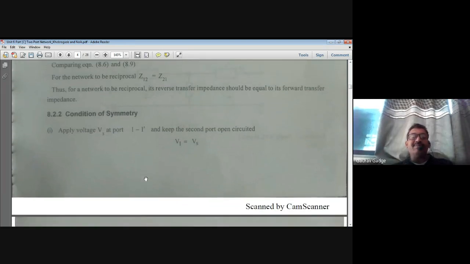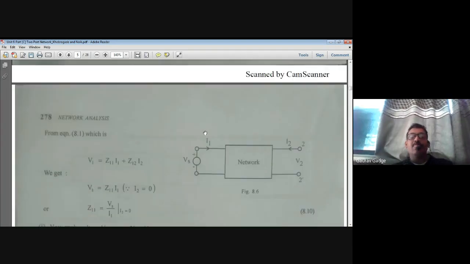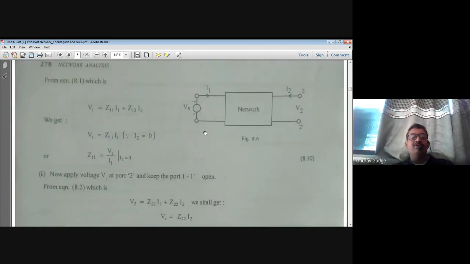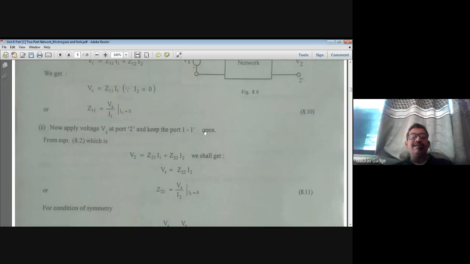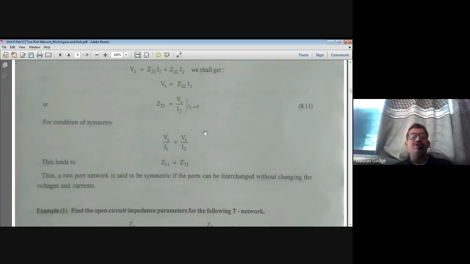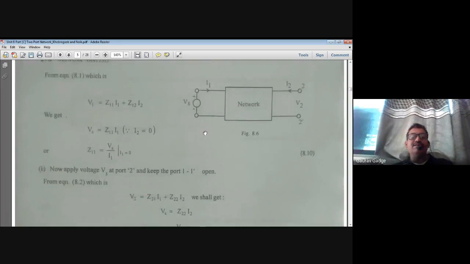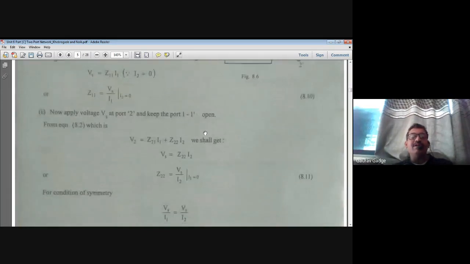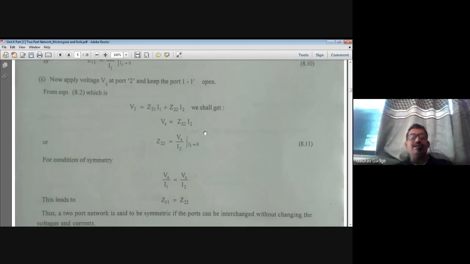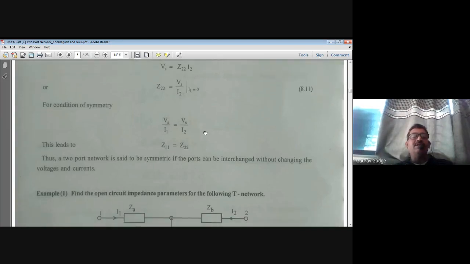Now, another is the condition for symmetry. Apply voltage Vs at 1 dash, and the second port must be open circuited. So what do we get? V1 is equal to Vs. Second port is open, means I2 equal to 0, and therefore Z11 is equal to Vs upon I1. In a similar way, in the second step, apply Vs on the second port and make 1 dash open. That makes I1 equal to 0. When it makes I1 equal to 0, put it in the second equation, you get the equation for Z22. So by putting I2 equal to 0 in equation 8.1 and I1 equal to 0 in equation 8.2, you are getting Z11 and Z22. So Vs upon I1 equal to Vs upon I2. That means Z11 equal to Z22 is the condition for symmetry.